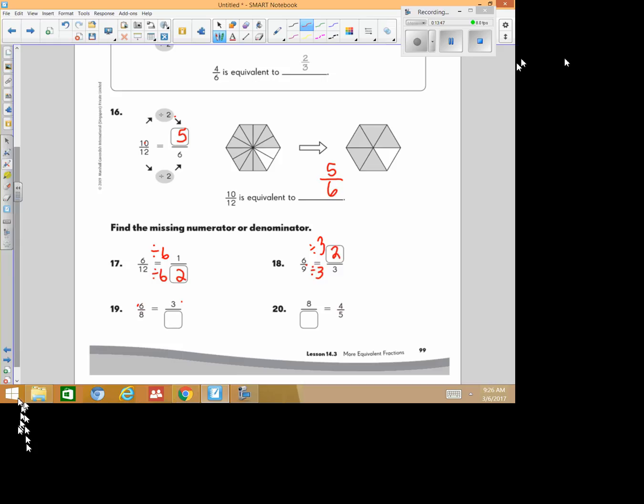Right, 2. So 6 divided by 2 equals 3. So what is 8 divided by 2? 16. No, that's times. Count by 2 to get to 8. 4. Yes. 8 divided by what gets me 4? Count by 4 to get to 8. How many? 2. Very good. So what divided by 2 gets me 5? What else? 10. Very good.